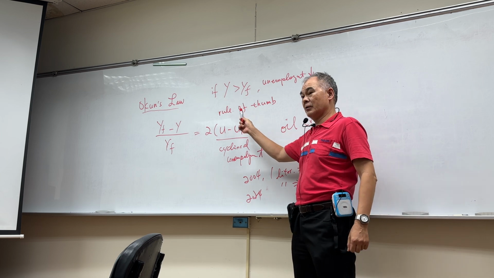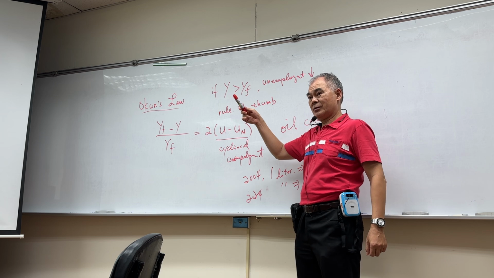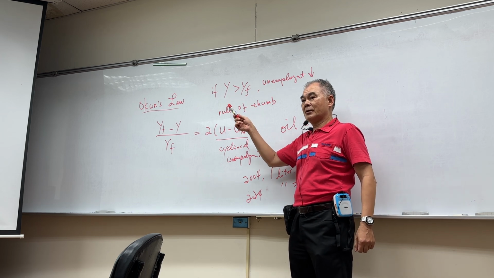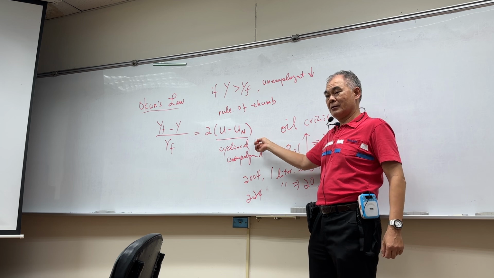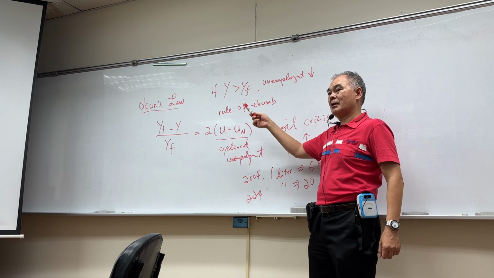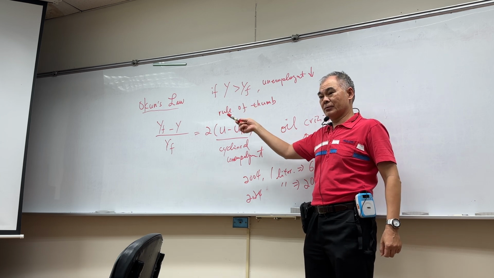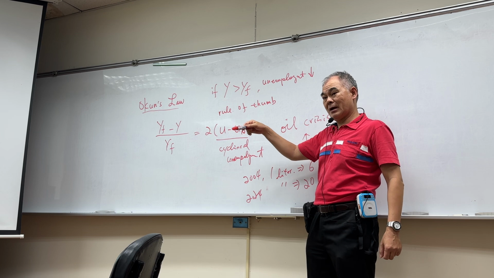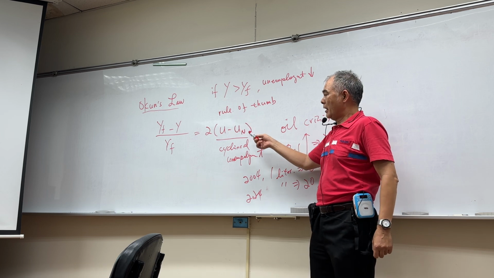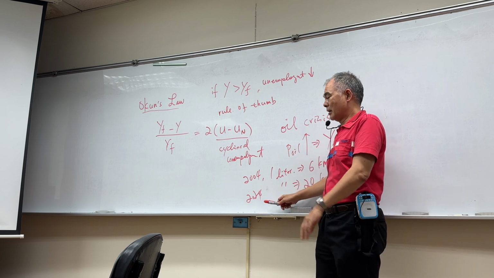Production level and unemployment. The basic idea is that the more you produce, the lower the unemployment rate. And if you produce less, it basically means that demand is not enough, and then you're going to have what? Unemployment. That's the basic idea.